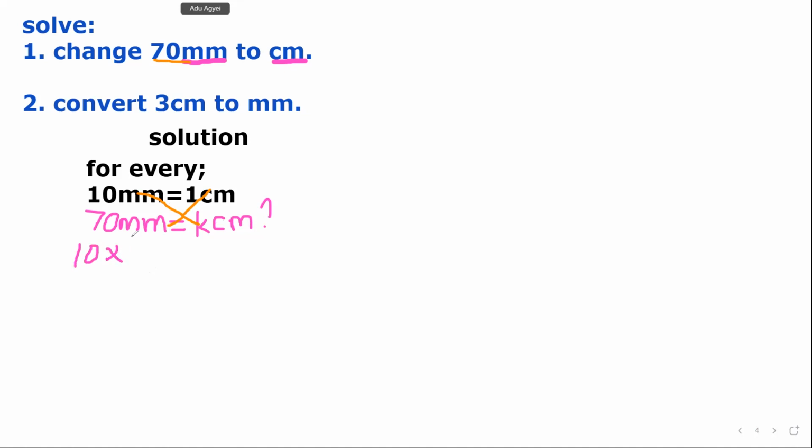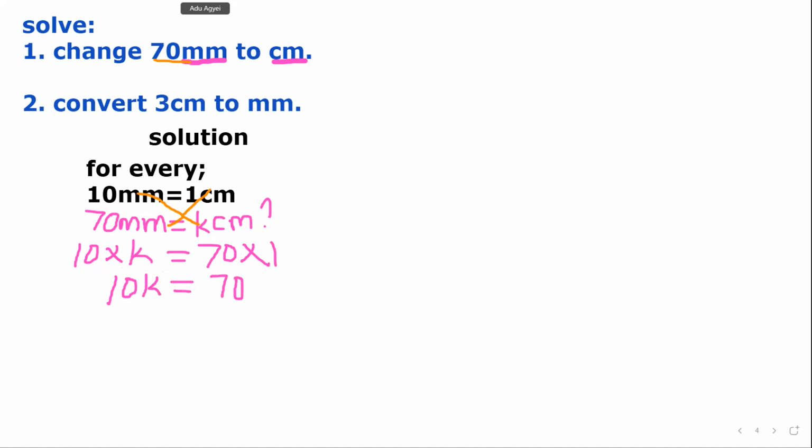So the 10 will be used to multiply the K when you cross multiply, which must be equal to the 70. The 70 will be used to multiply the 1 here. So we have the 70 times 1. When you multiply the 10 by the K, now we have 10K, which is equal to 70 times 1, which is the same as 70.